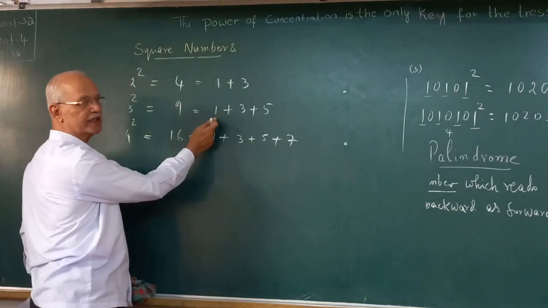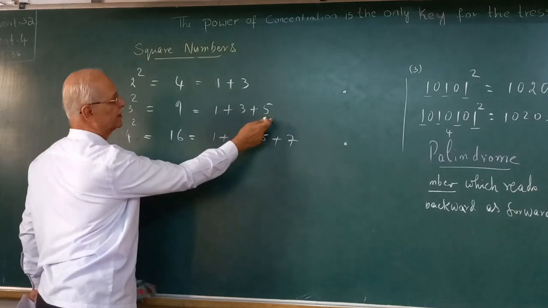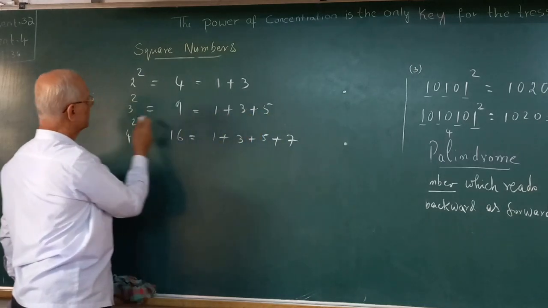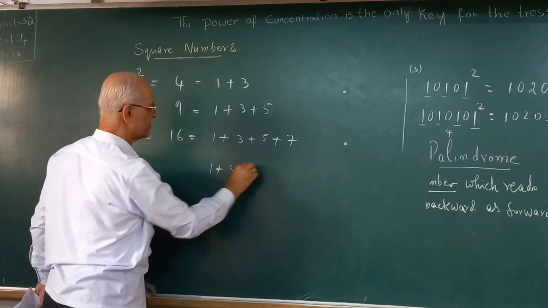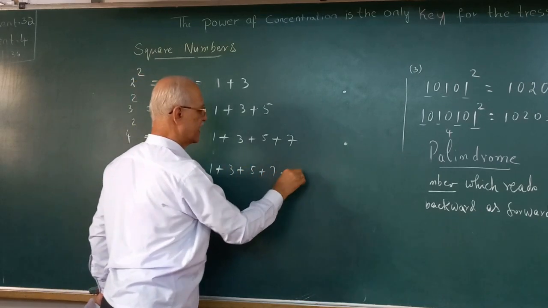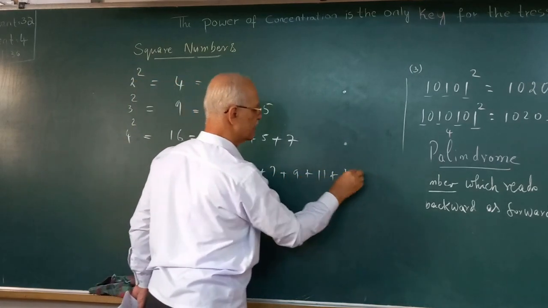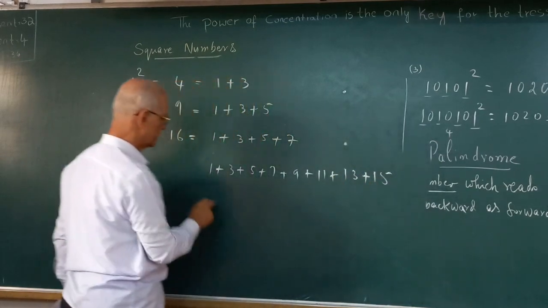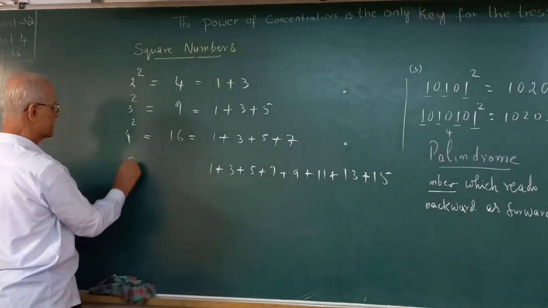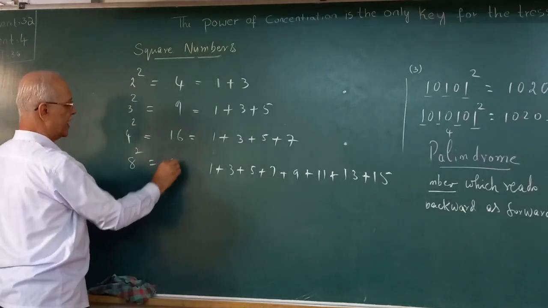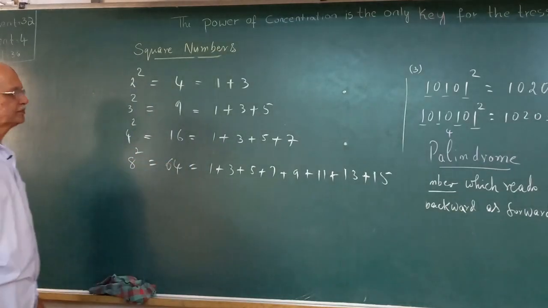Here how many numbers are there? 1, 2, 3 numbers are there: 1, 3 and 5. So 3 squared. Suppose there is, say, 1, 3, 5, 7 and 9, 11, 13, 15. How many numbers are here? 1, 2, 3, 4, 5, 6, 7, 8. So it is 8 squared. If you add, you get 64.